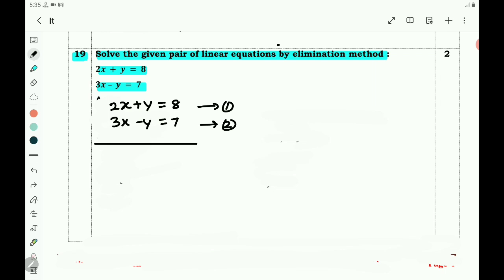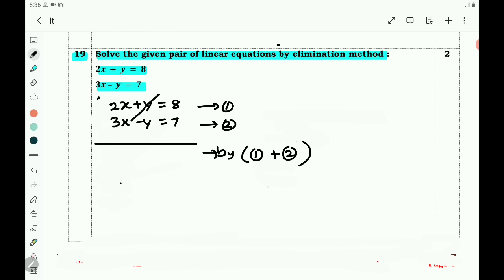Coefficients are same. But which operation we have to do? Here the y is having different signs. Here y plus is there. For this, y minus is there. As they are having different signs, we have to add them. Here to cancel the variable y as they are having different signs, which operation we have to do? By first equation plus second equation.